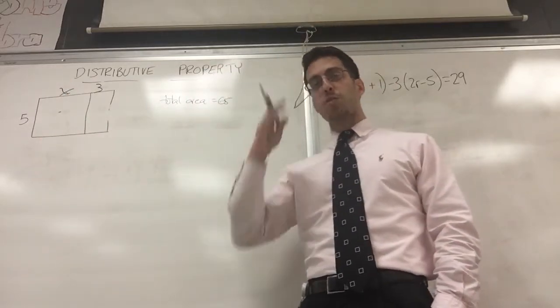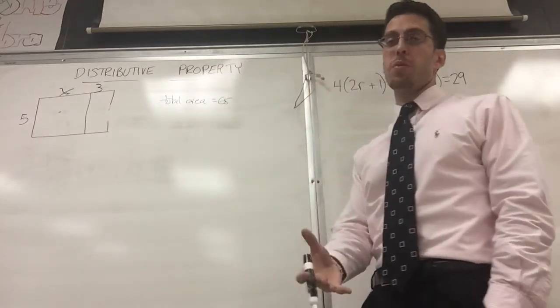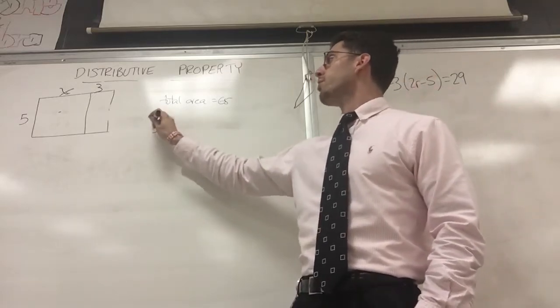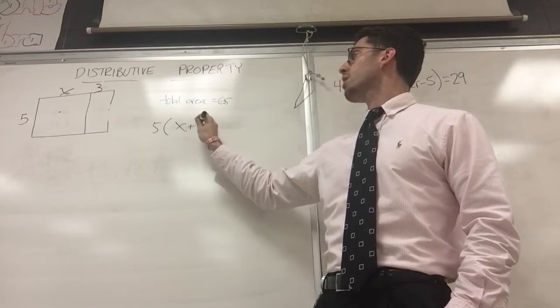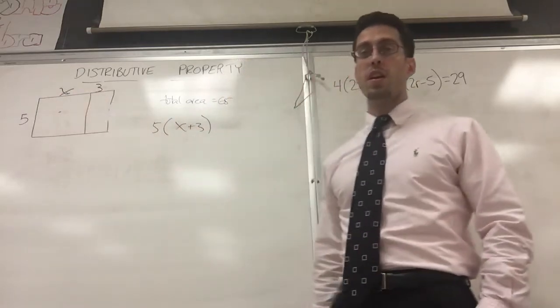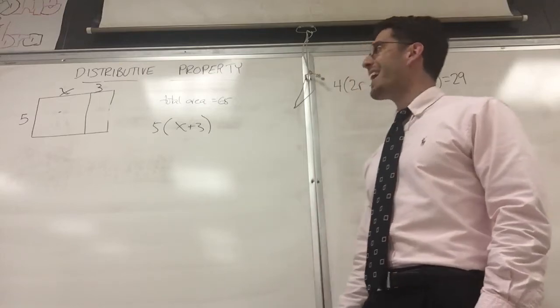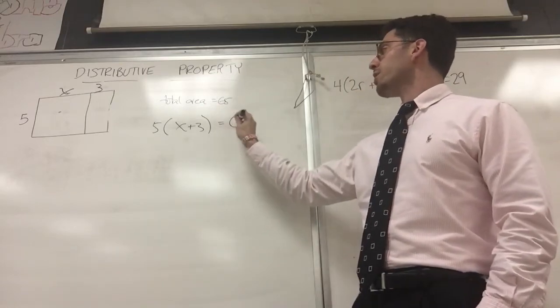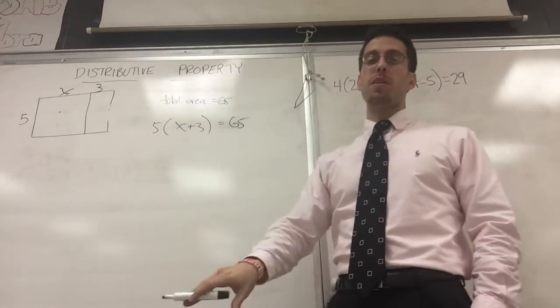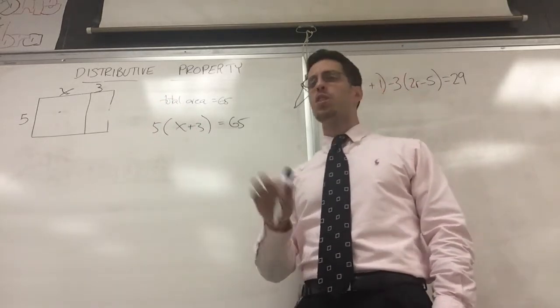So basically the algebraic way of showing that, and this is for most algebra students, so I would set up an equation. I would say, okay, 5 times (x plus 3), because from here to here is x, from here to here is 3, so that's x plus 3. 5 times (x plus 3), that is total area, 65. Okay, so all that fancy rectangle talk, you can kind of forget about it. You can rewind and check it out again, but you can kind of forget about it.